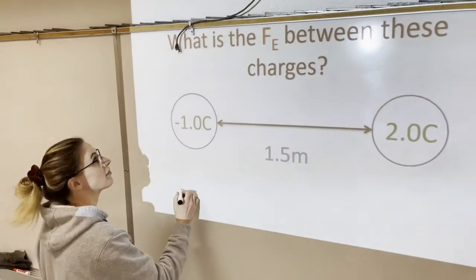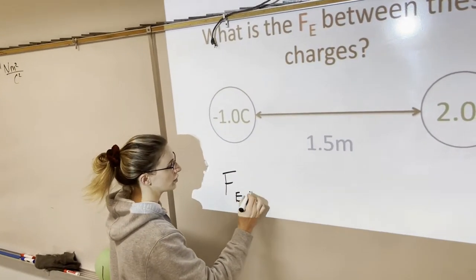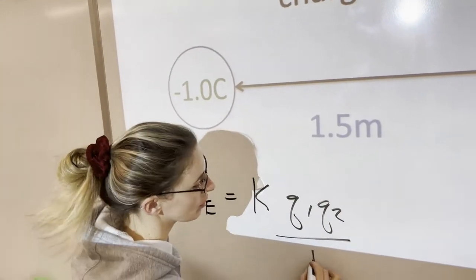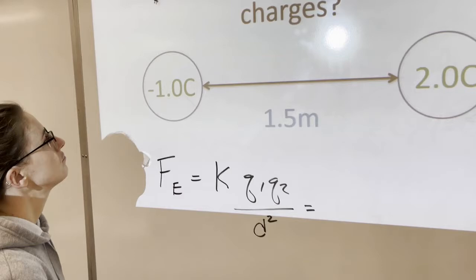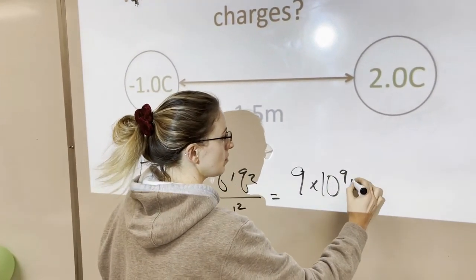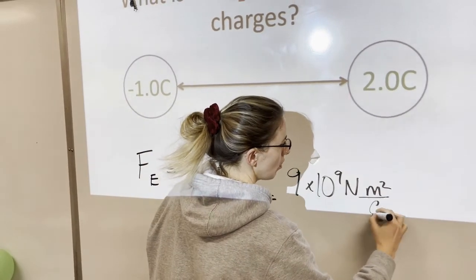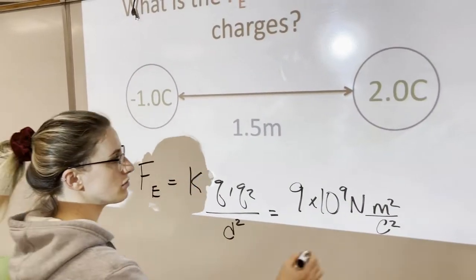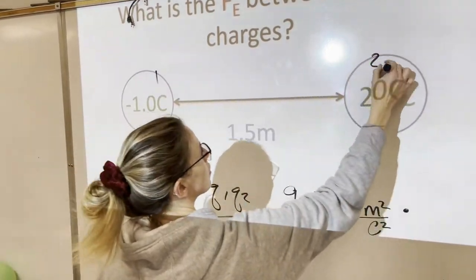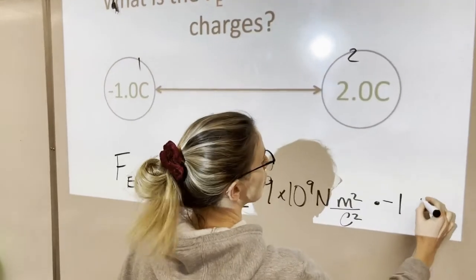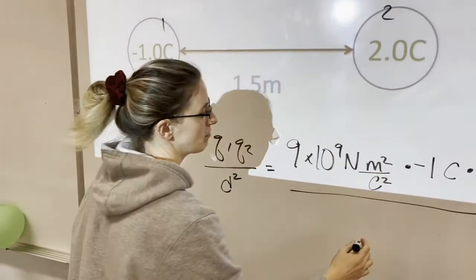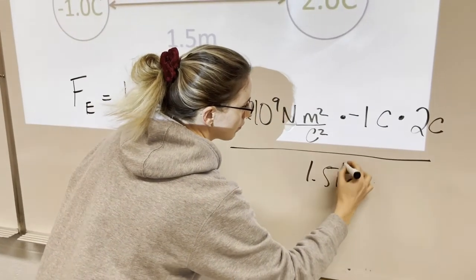Okay, so we know that in order to find the electrical force, it needs to be k times q1 times q2 over r squared, d squared, sorry. Let's go ahead and just plug this in. We've got 9 times 10 to the 9th newton meters squared over coulomb squared, times my first charge, -1 coulomb, times 2 coulombs, all over 1.5 meters squared. Don't forget to square it.